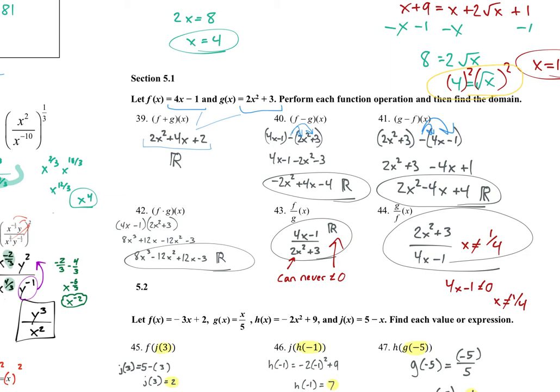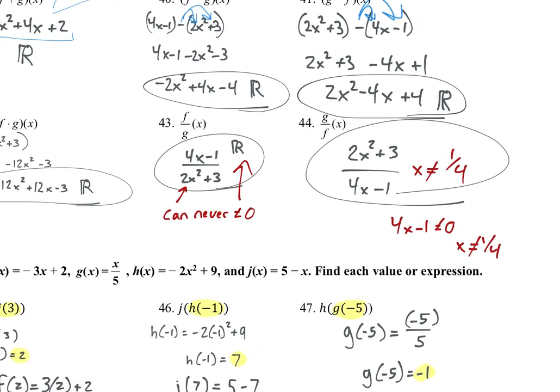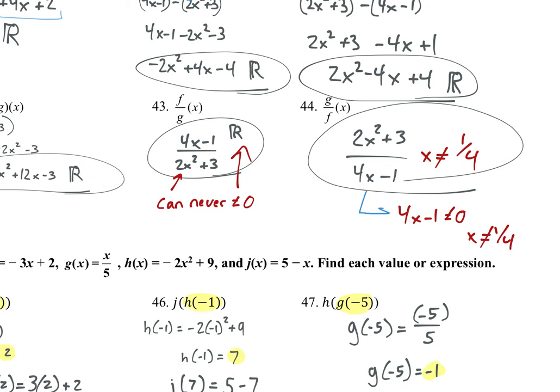Down here on 43 and 44, this is a reminder that whenever we end up creating a fraction by doing division with operations of functions, that we do need to check for values that can make the denominator 0. So on 44, you'll see that I set the denominator up equal to 0 and solved, and found that if x is equal to 1/4, it makes the denominator 0, which would cause an error. So we mentioned here for the domain that x cannot equal 1/4.